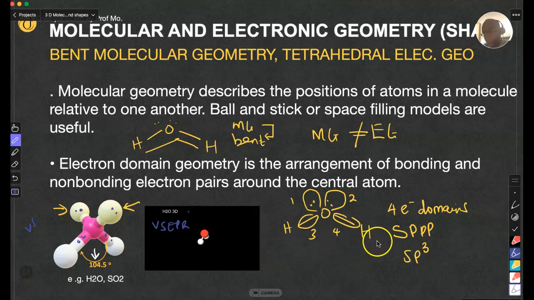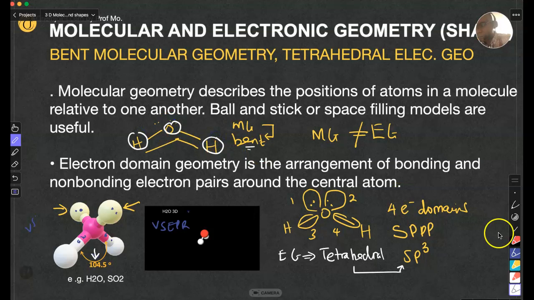Okay. So again, what will be the electronic geometry, given that we are counting also the lone pairs? The electronic geometry, by now you must have guessed, is going to be tetrahedral. And if it's tetrahedral, hybridization is sp3. But for molecular geometry, it was bent because all you are connecting is hydrogen, oxygen, and hydrogen.